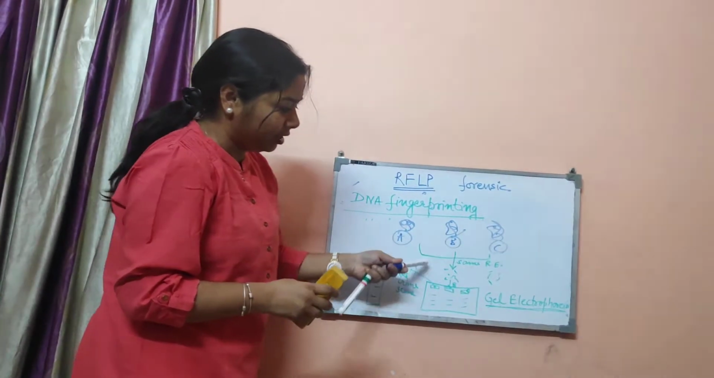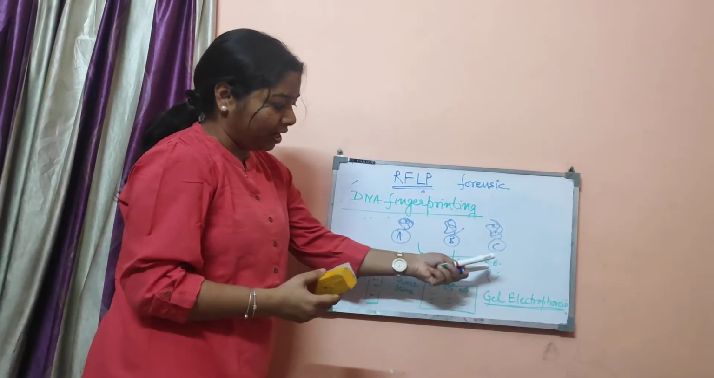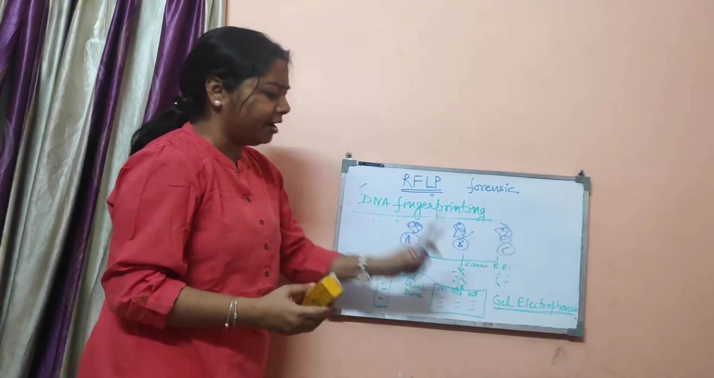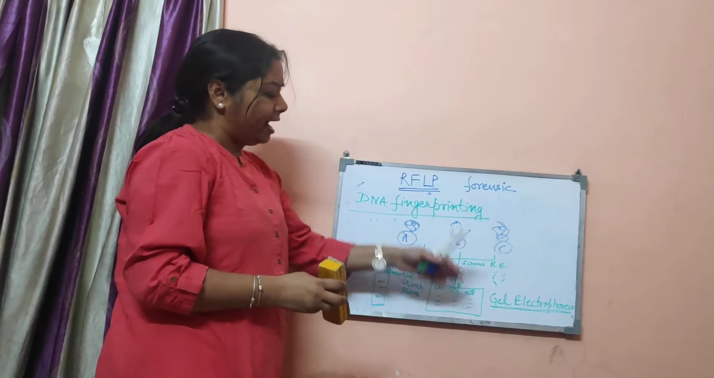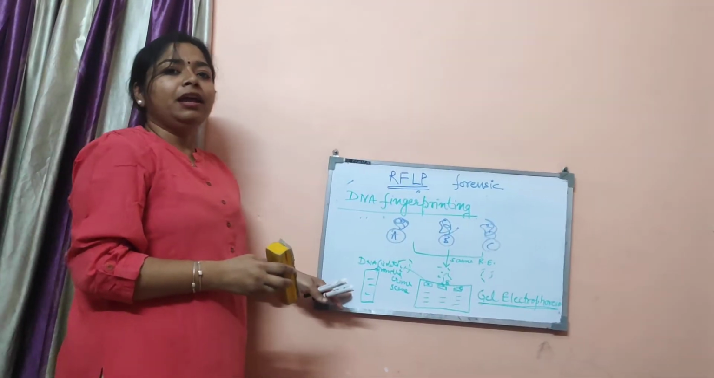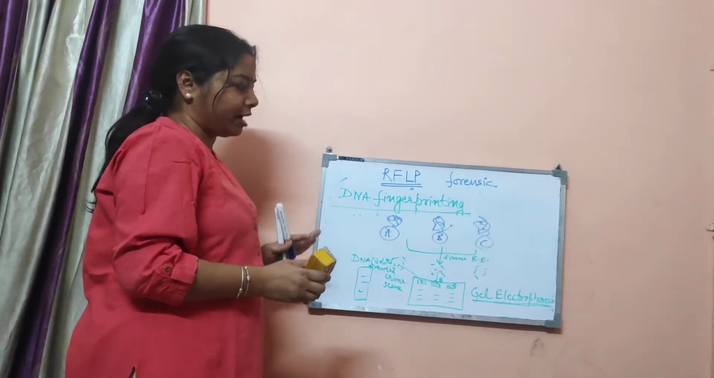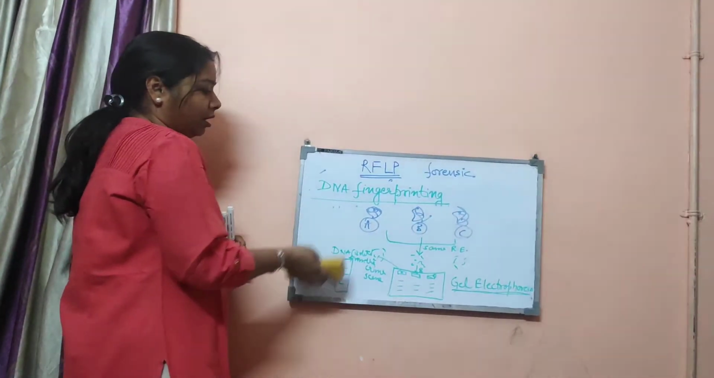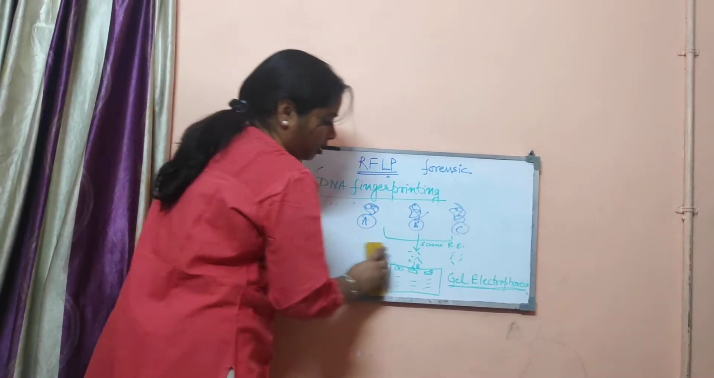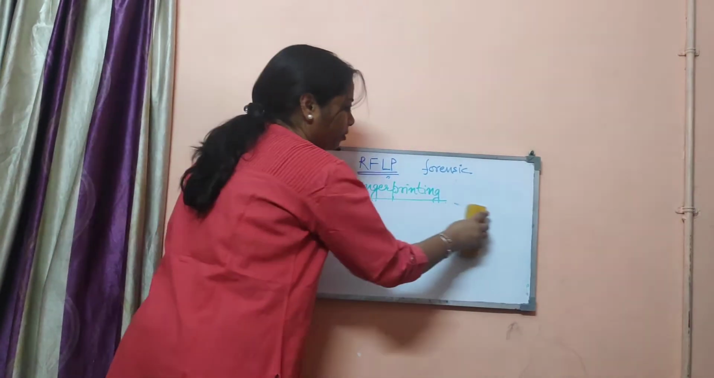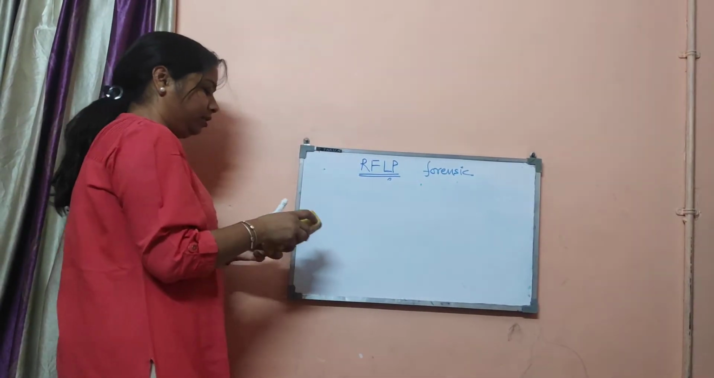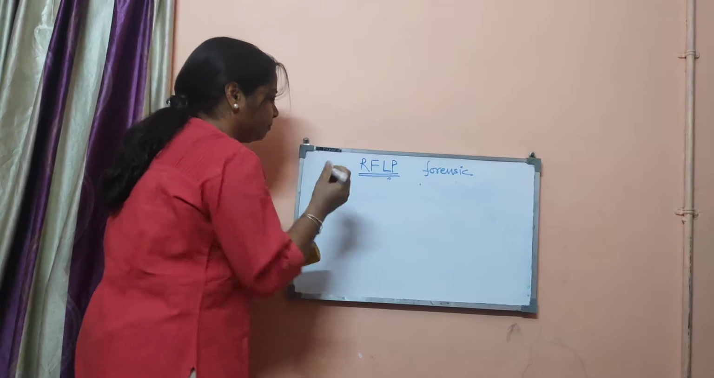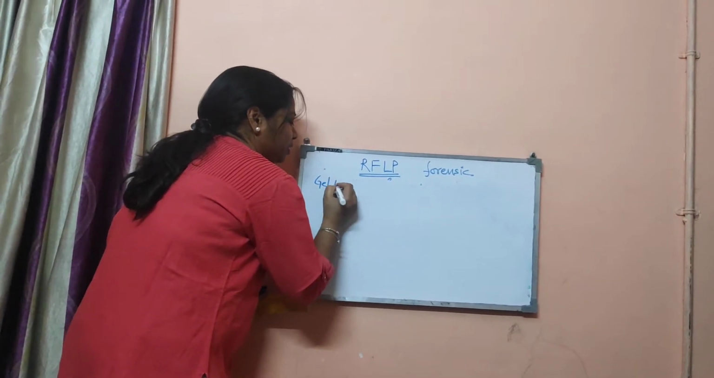It means we have isolated the DNA, fragmented it with the help of the restriction endonuclease, run it on the gel electrophoresis, and compared it with the DNA which we have isolated from the crime scene. This is the basic principle, the basic protocol. And how does this work? Now, firstly, we should come to know about gel electrophoresis. What is this gel electrophoresis?